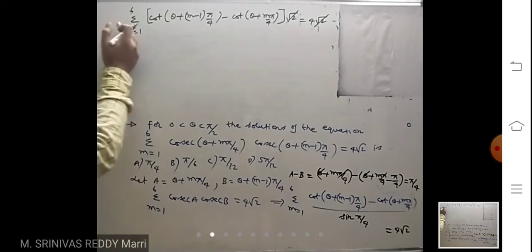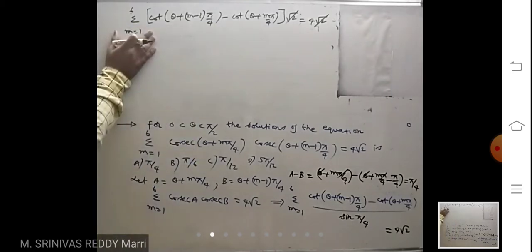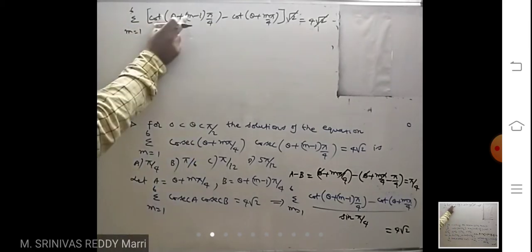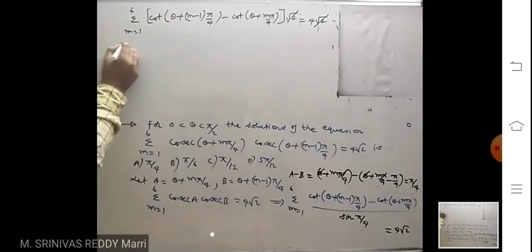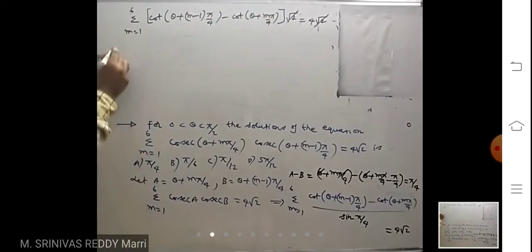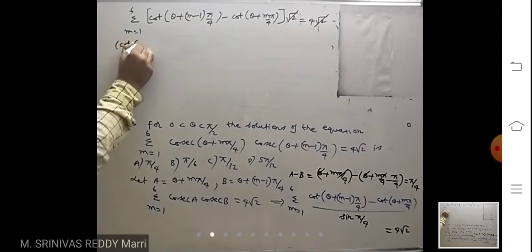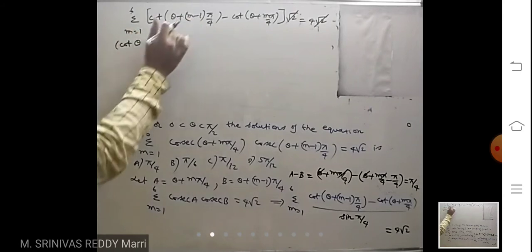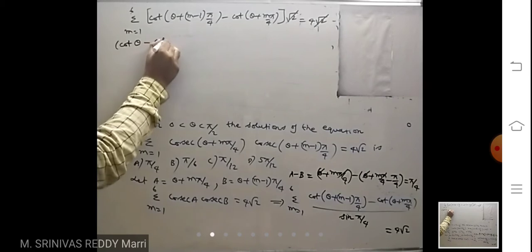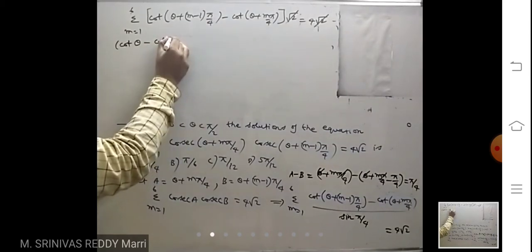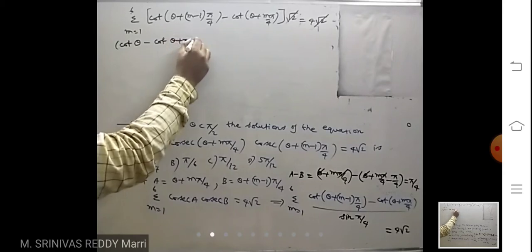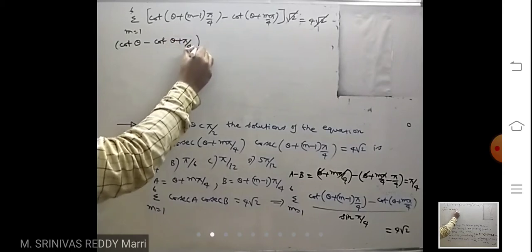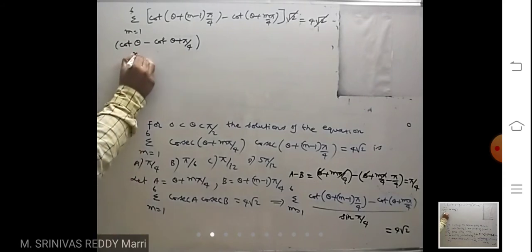Now expand sigma. Substitute m equal to 1 first, in both places. Expanding sigma is a sum of 6 terms. The first term is cot theta, for m equal to 1, this becomes 0 minus cot theta plus pi by 4. This is for m equal to 1.